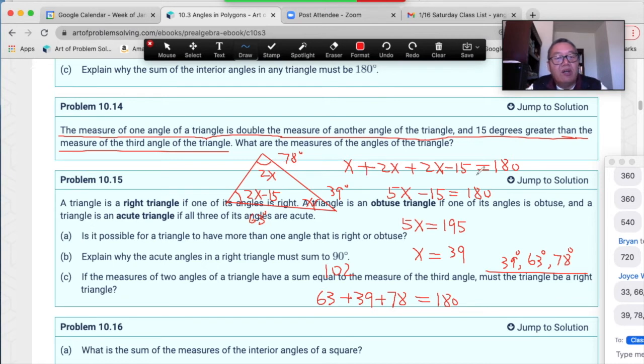Then you add all these three angles. You should get 180. Then solve that for x. You got x should equal 39 degrees. Then you can find the other two angles. Okay.